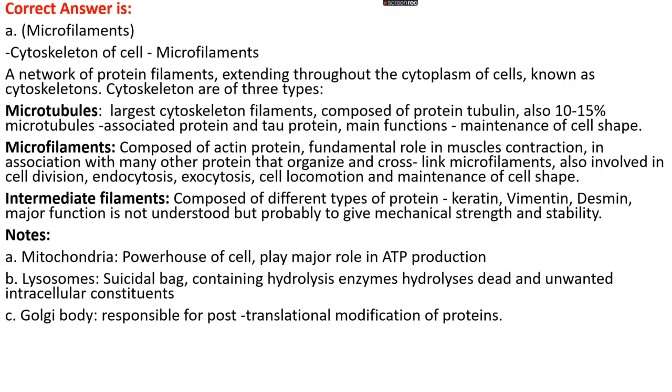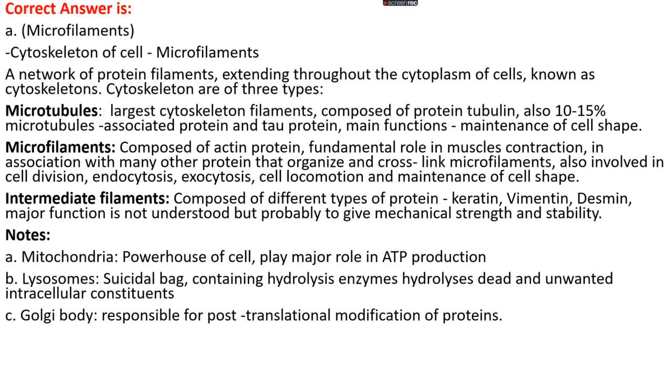The cytoskeleton is actually of three types: microtubules, microfilaments, and intermediate filaments. Microtubules are the largest cytoskeleton filaments. They are mainly composed of the protein tubulin, and also contain 10 to 15% microtubule-associated proteins and tau proteins. Their main function is to maintain cell shape.